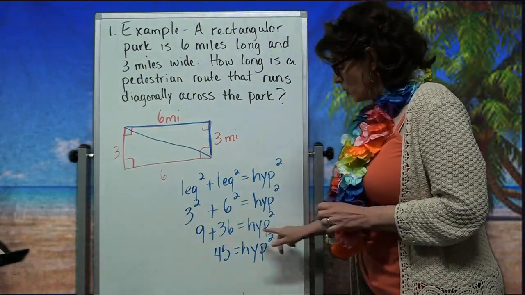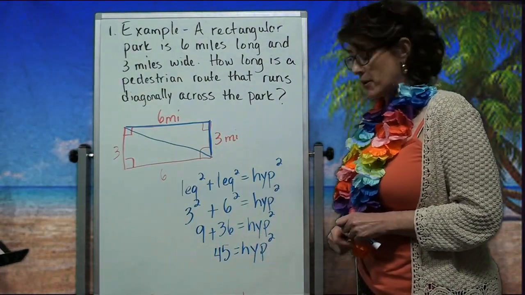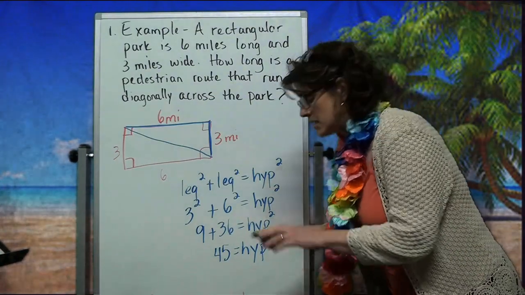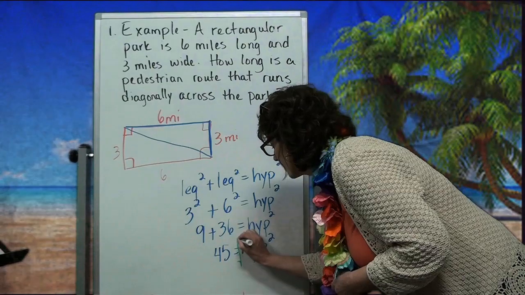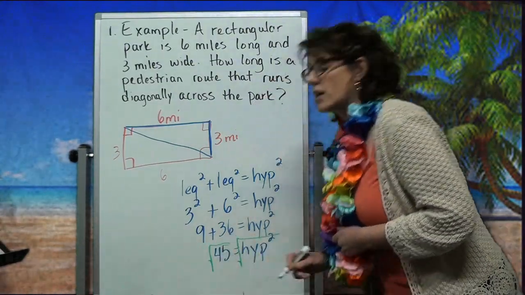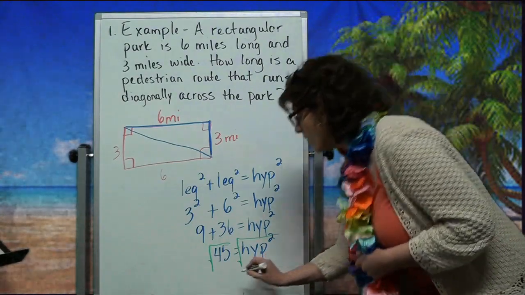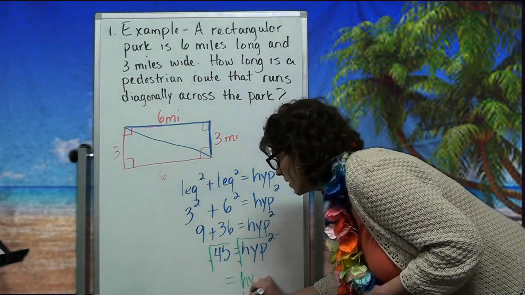And so now I know that in order to get just the hypotenuse and not hypotenuse squared, I need to undo the squaring. To undo squaring, that means I'm going to take the square root, and I'm going to take the square root of the other side, because what I do on one side, I got to do on the other side. Squaring and square rooting cancel each other out. That gives me that hypotenuse that I wanted.